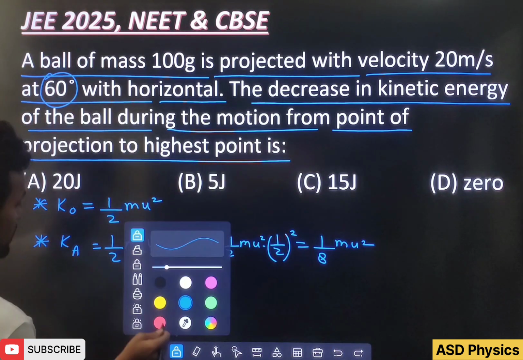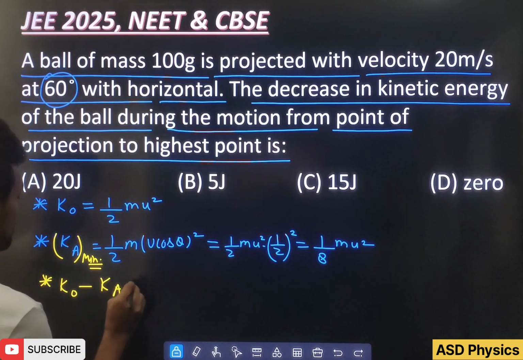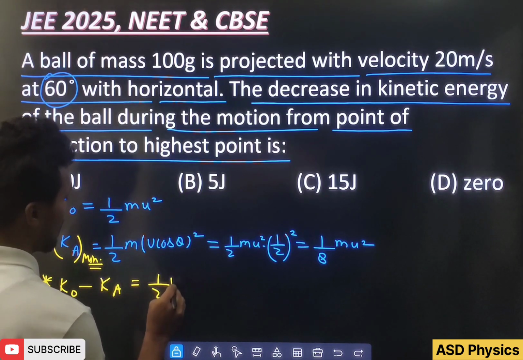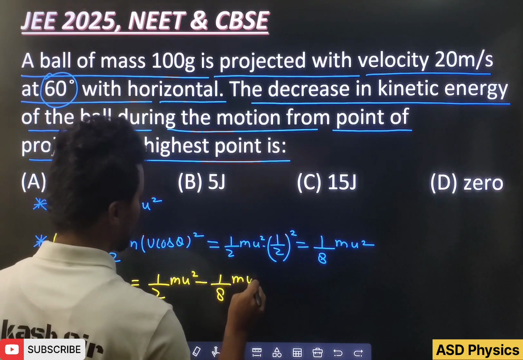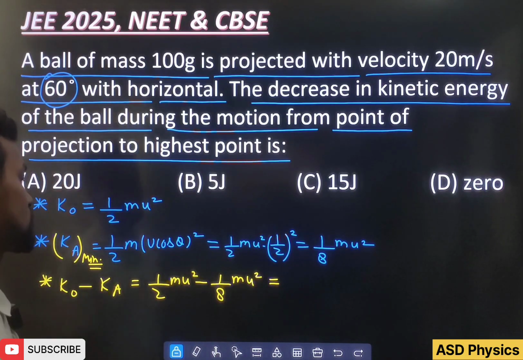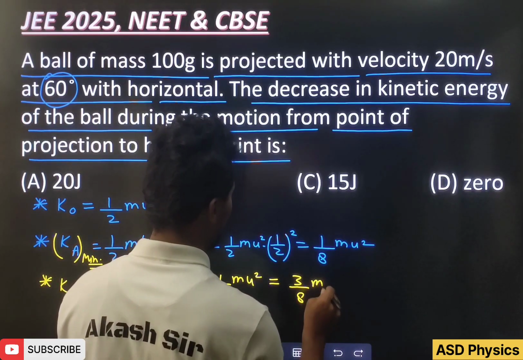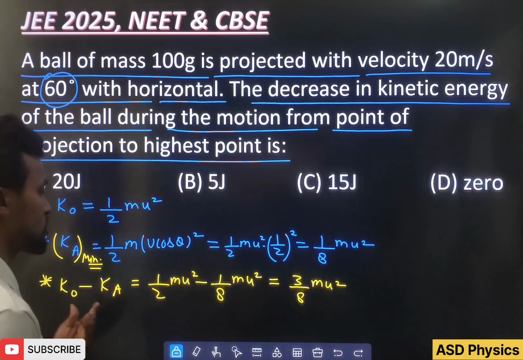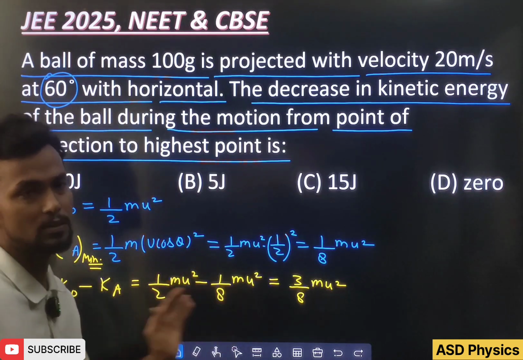Now in the question they are asking the change. Remember that the kinetic energy is minimum at the highest point. So K naught minus K will become half m u square minus 1 by 8 m u square. Take m u square common outside: half minus 1 by 8. When you take the LCM and solve, 4 minus 1 is 3, so it is 3 by 8 m u square.